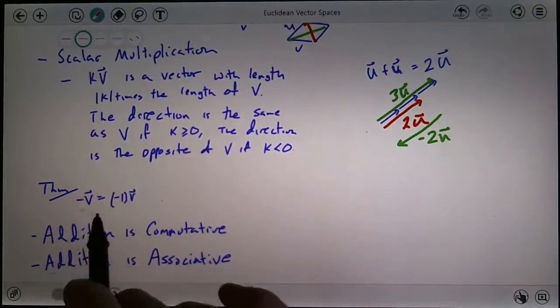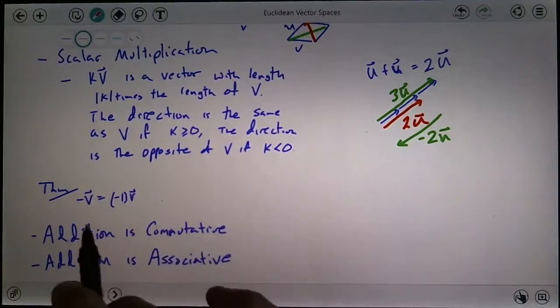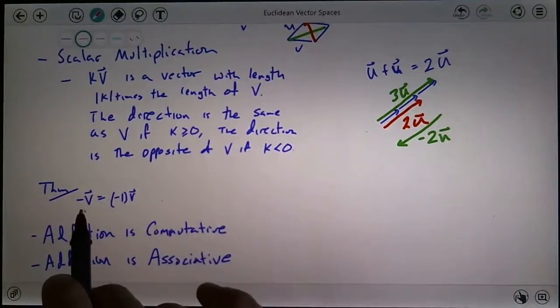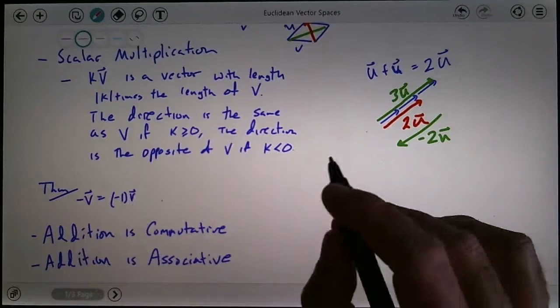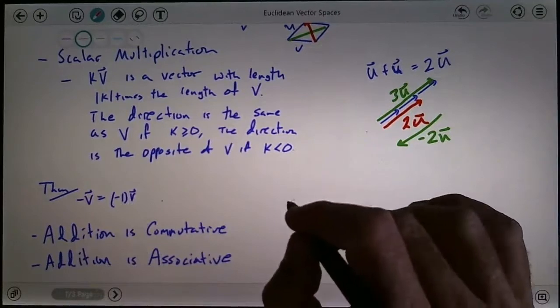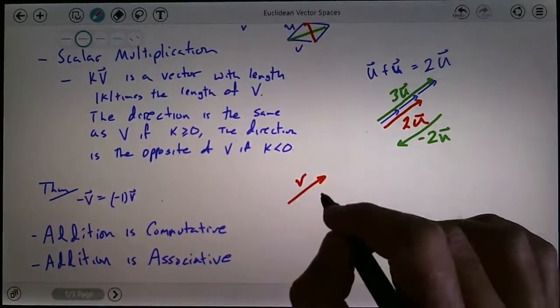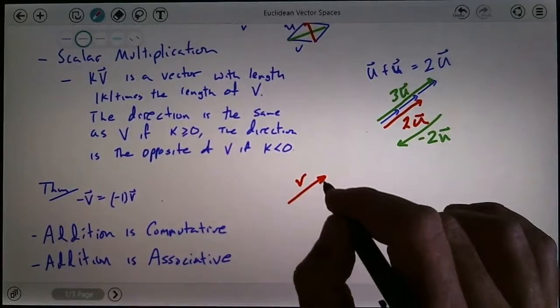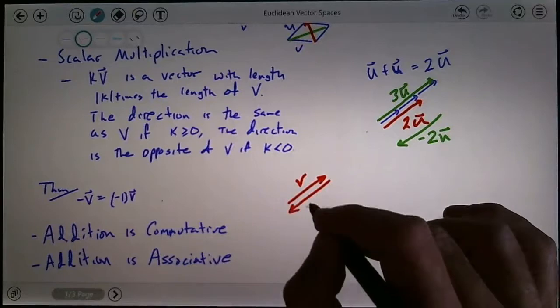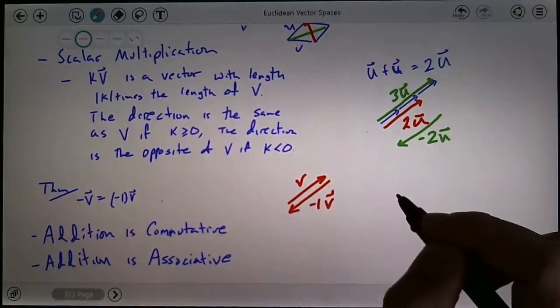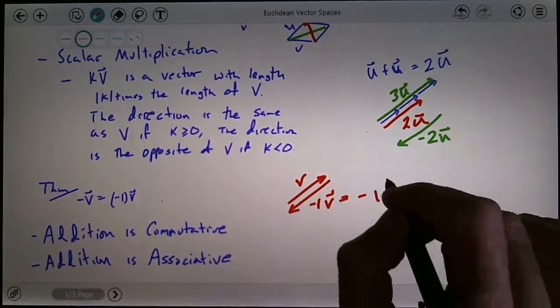In particular here, we have a theorem that will tell us that the additive inverse of v is negative 1 times v. Right? Because negative 1 times v, if this is v, negative 1 times v is something that has the same length as v, but points in the opposite direction. Minus 1 times v. Well, that's precisely what we were calling negative v.